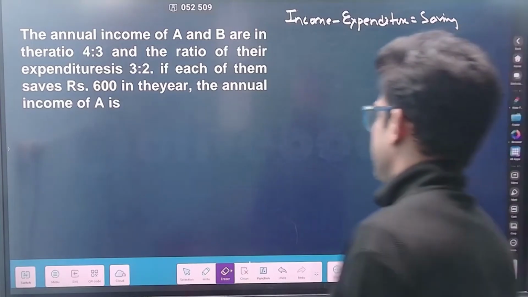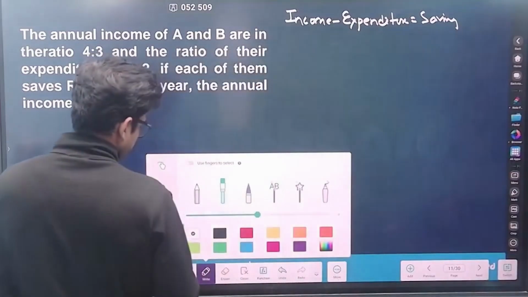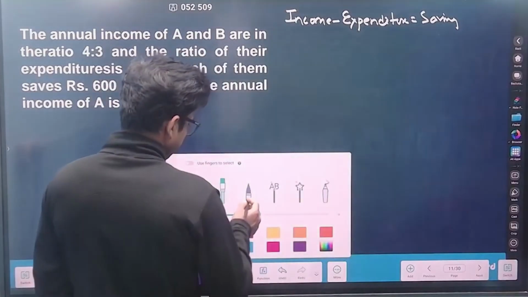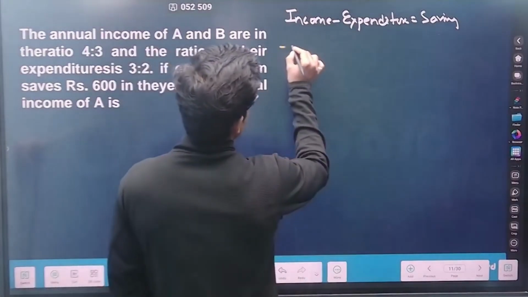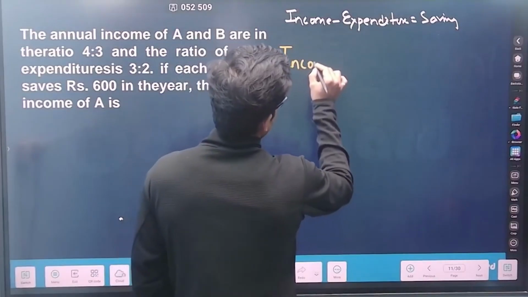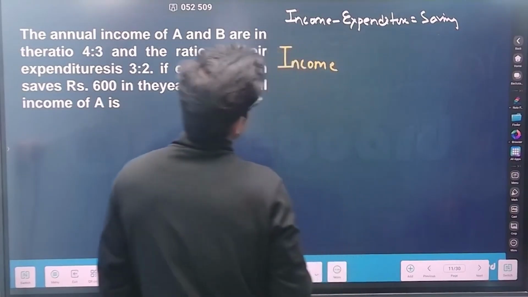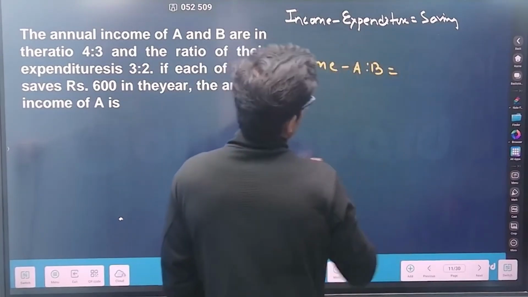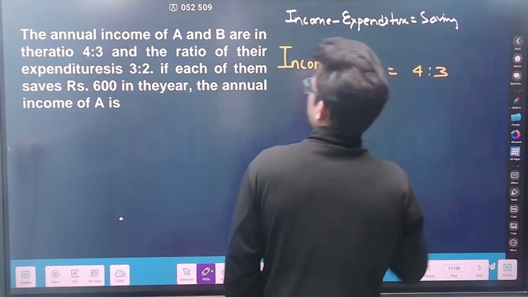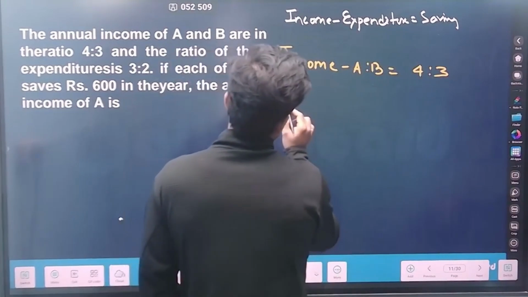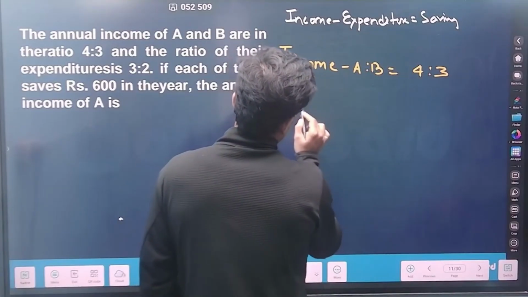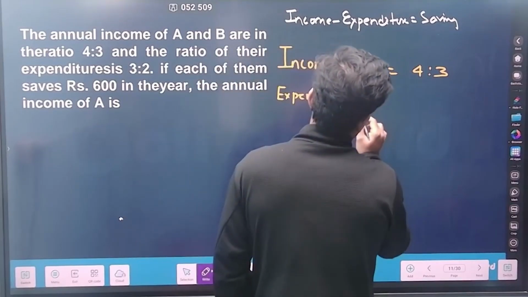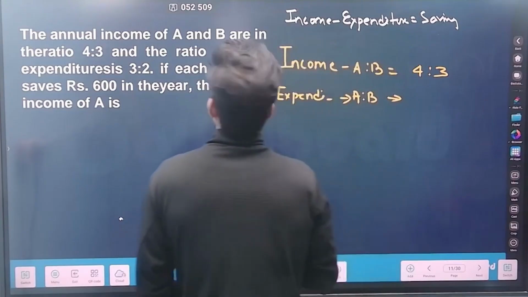Anyone? Cannot. Let me show you. The annual income, so basically there is a ratio of income of A and B is given to me, 4:3, and the ratio of their expenditure of A and B is given to me, 3:2.